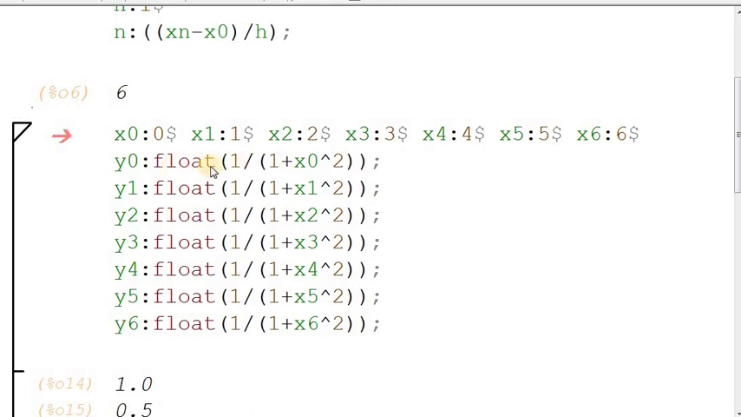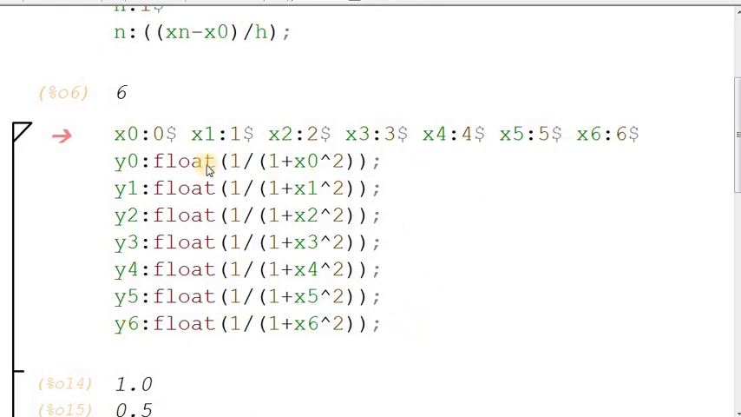I will remove this, and just show you how it will give the value. So y0 is the function value at x0, y1 is the function value at x1, y2 is the function value at x2. Similarly up to y6, since 6 intervals are there. Up to y6 we have to calculate the function values of the given function at these points.